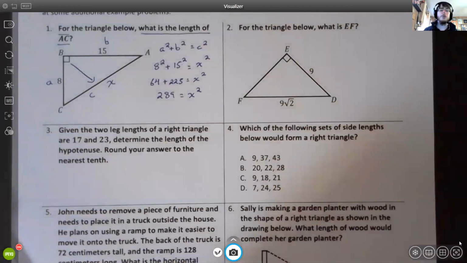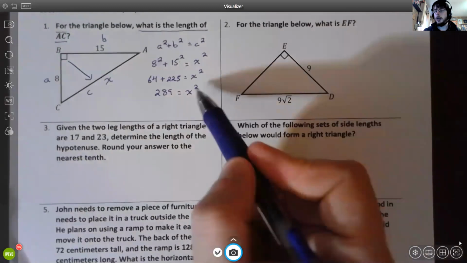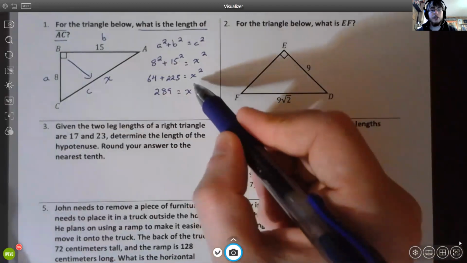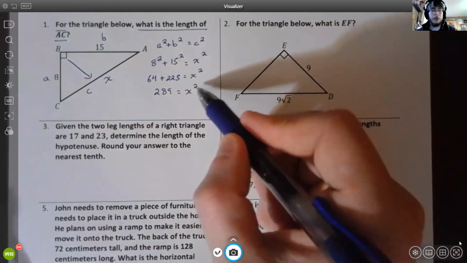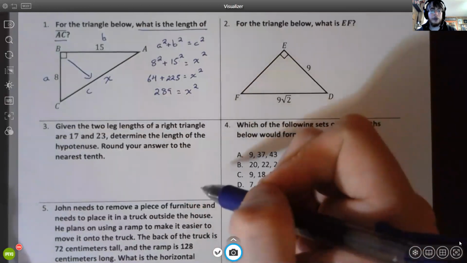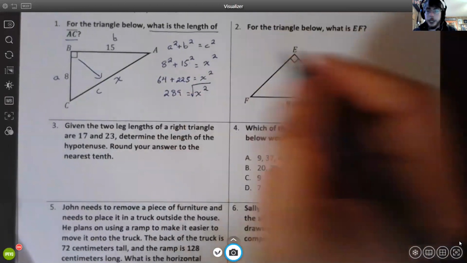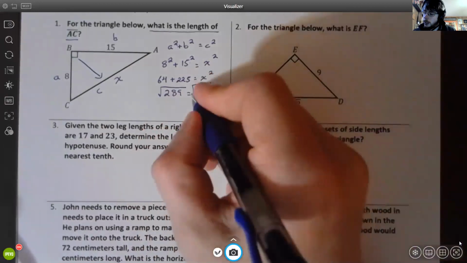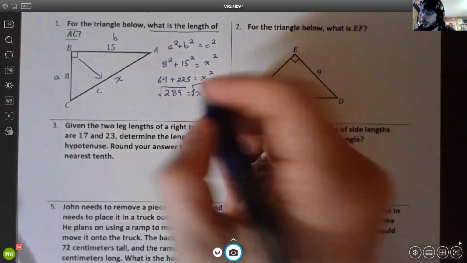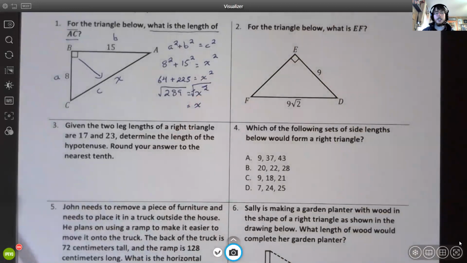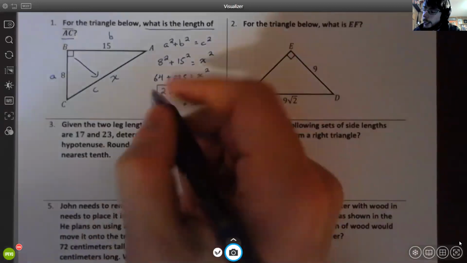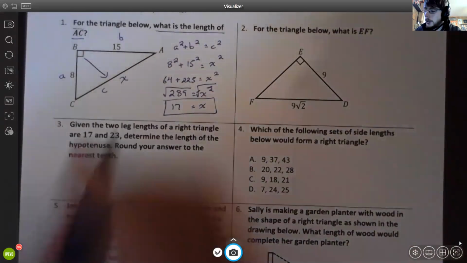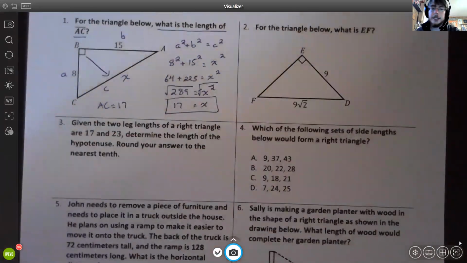Remember that we have to find a way to cancel out that square that's with the X. The way we're going to do that is the opposite operation of a square. When you square a number, the opposite of doing that is to square root it. So we're going to square root X squared, but what we do to one side, we've got to do to the other. The square root canceled out on the right side, and that gives us X. And the square root of 289 gives us 17. So we know that 17 is equal to X. So AC is 17.